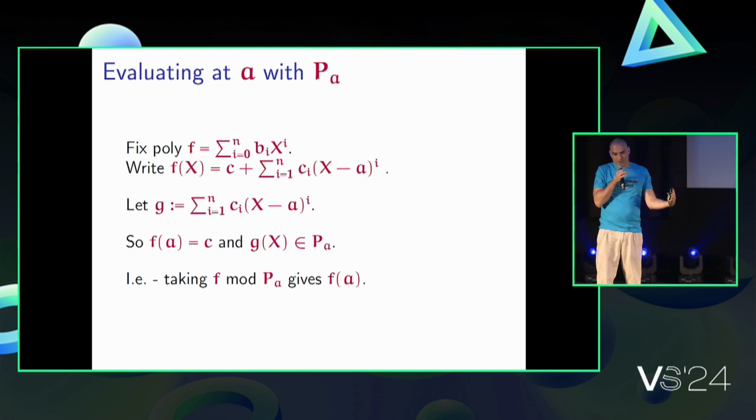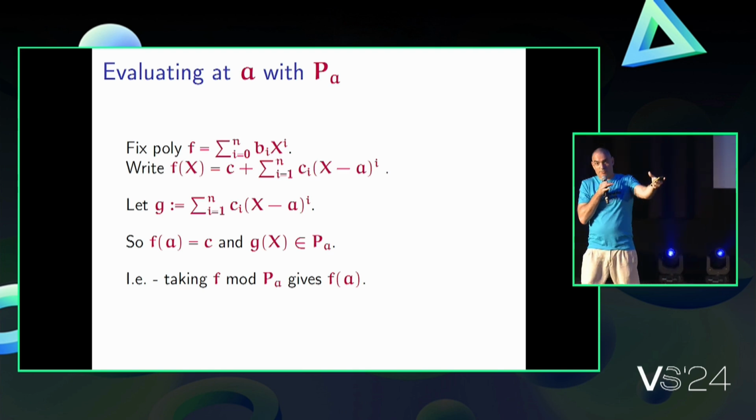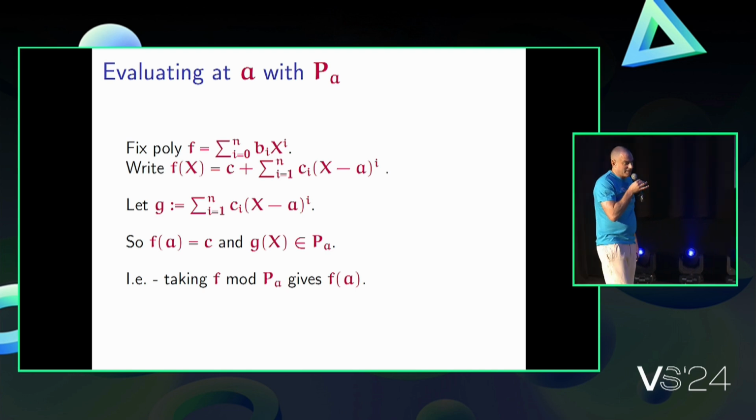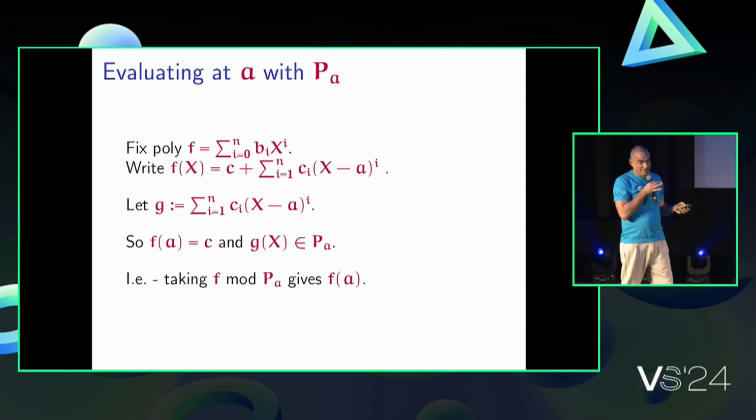So in other words, we can evaluate f at a by taking f mod PA, by writing f as some constant plus some element of PA. So that's why you can think of PA as an algebraic representation of A.